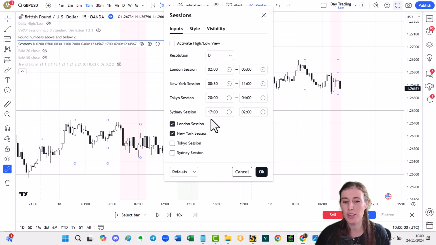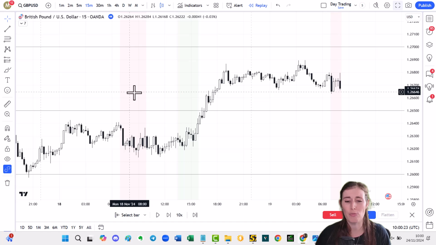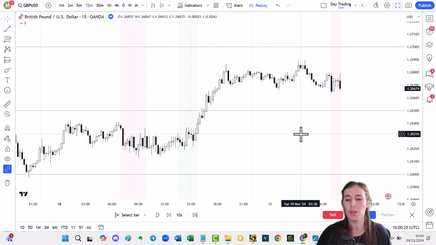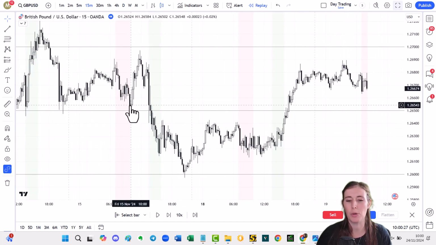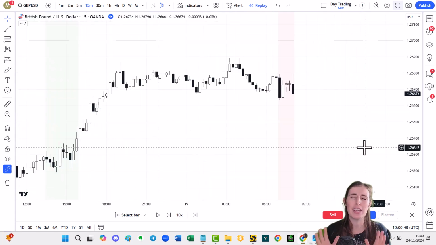There's also the Tokyo and the Sydney session, but I don't actually show those on my chart because I don't trade those. I don't trade the Asian sessions. I prefer to sleep. So I just have London and New York ticked, and I have just chosen the colours red for the London session and green for New York, so that at a glance it's quite easy to see what the market is doing. I tend to just trade during those times because personally I find I get the best results.